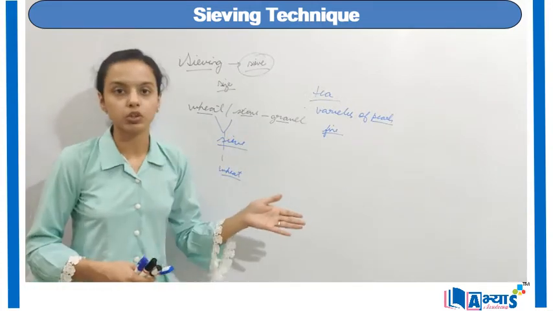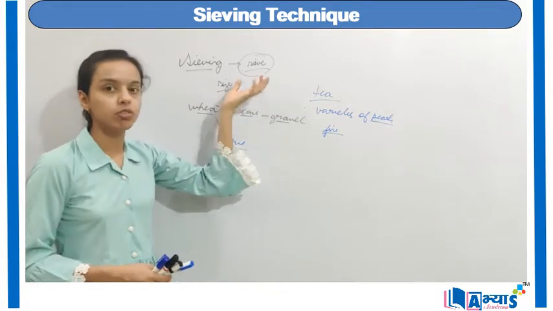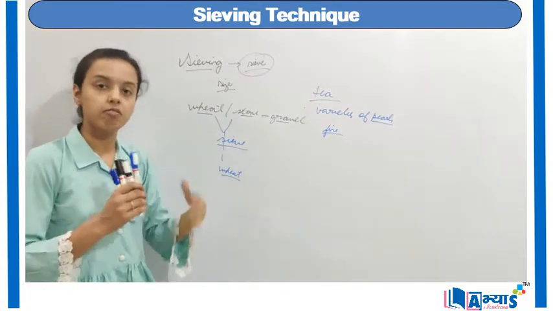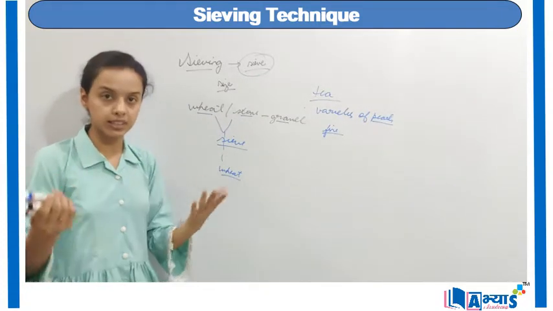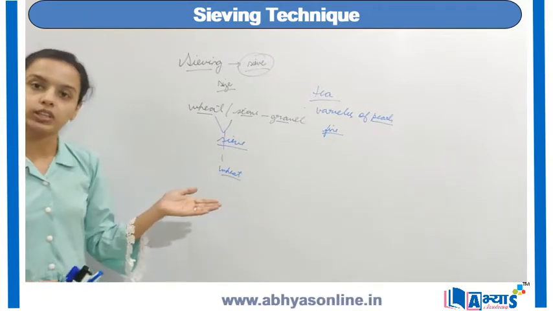Thus this process refers to the process of sieving, that is the use of size and the use of a sieve to separate two substances. One has to be of bigger size, the other has to be of smaller size. This was the concept of sieving.